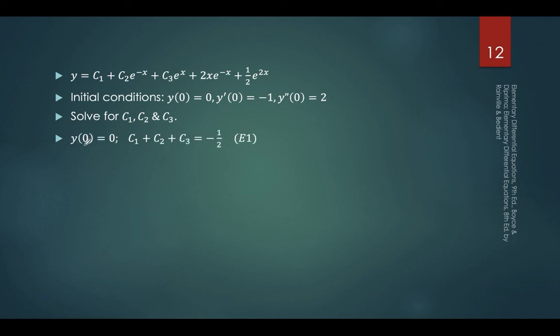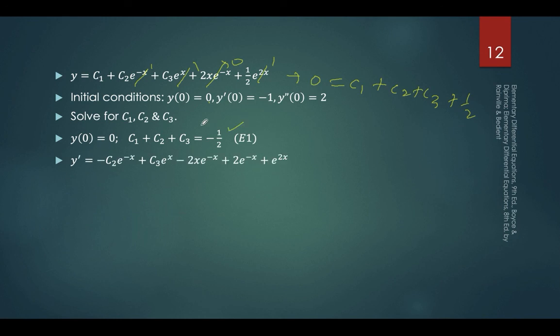Let's start with the first condition, that when x is equal to 0, your y is equal to 0. So we substitute here. Your y here is equal to 0. So C1, e to the 0 is 1. When x is equal to 0, everything here will be 0. e to the 2x will be 1. So that will be C2 plus C3 plus 1/2. Simplifying, you get the first equation.